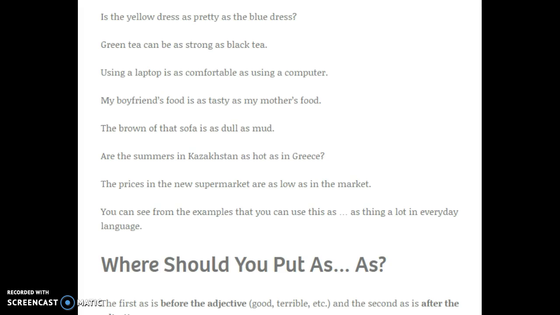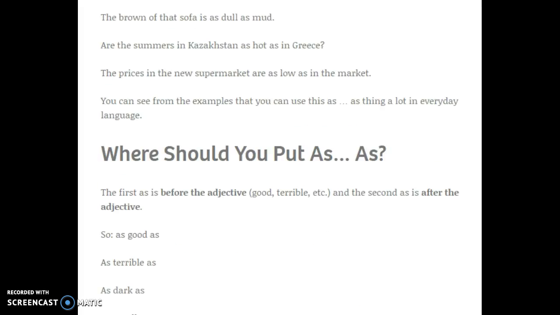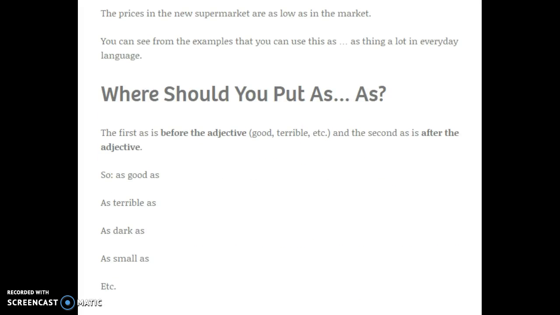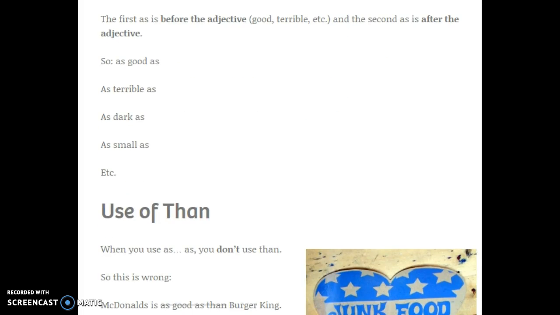You can see from the examples that you can use this as thing a lot in everyday language. Where should you put as? The first as is before the adjective. Adjectives are words like good, terrible, etc. And the second as is after the adjective. So, as good as, terrible as, dark as, small as, etc.